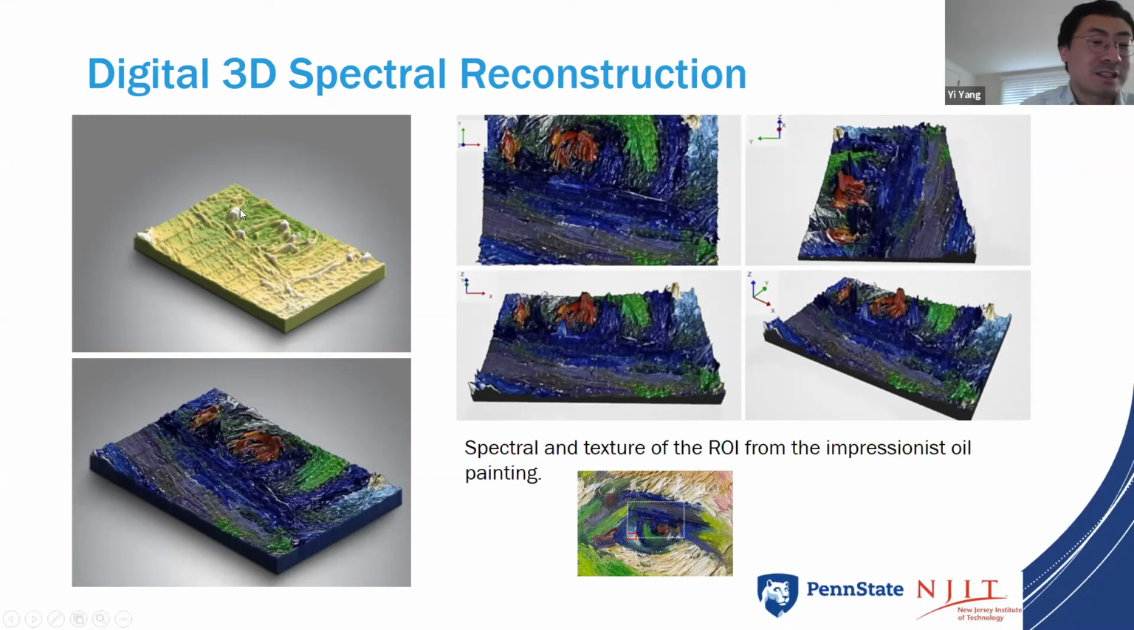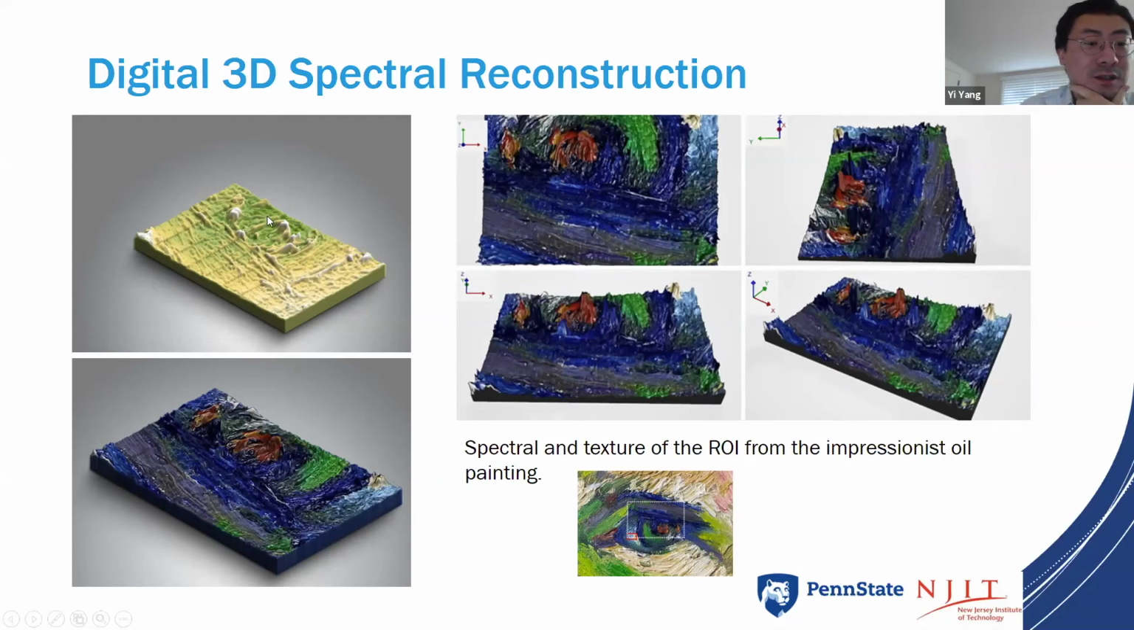That's pretty much exactly what we did. We created the surface topography of the painting, and we were able to create the same kind of surface topography image as how Google Maps creates for Earth.